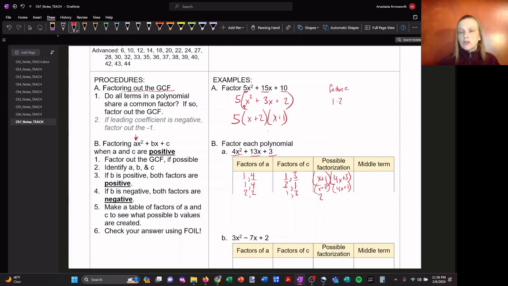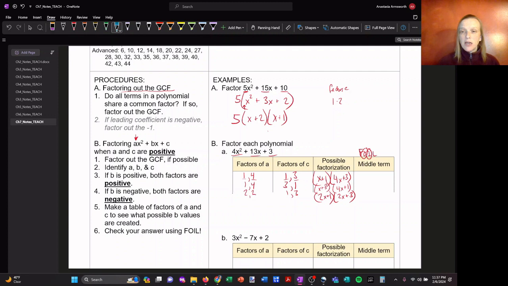So I can write this as 2x plus 1 times 2x plus 3. Those are all of my possible factorizations. But what matters is which possible factorization gives me the correct middle term of 13. So to think about the middle term, when we think about FOIL, the middle term comes from doing the outer terms together and the inner terms together. So that's what I'm going to focus on here.